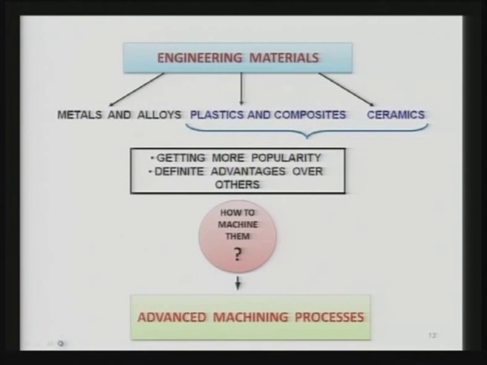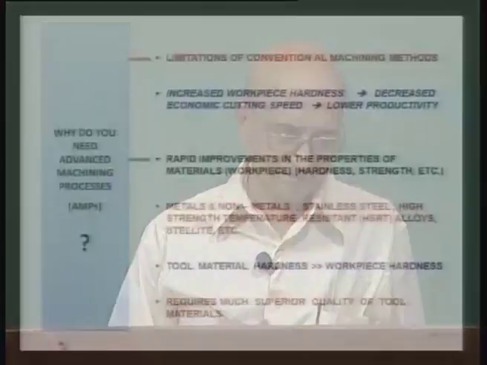Now, engineering materials can be divided into three categories: metals and alloys, plastics and composites, and ceramics. Plastics and composites and ceramics are getting more popularity because they have definite advantages over other materials. But these, especially the ceramics, are much harder than the conventional tool materials. So, the question arises how to machine these materials which are harder than the traditionally used tool materials. The only solution is that we have to go for advanced machining processes.